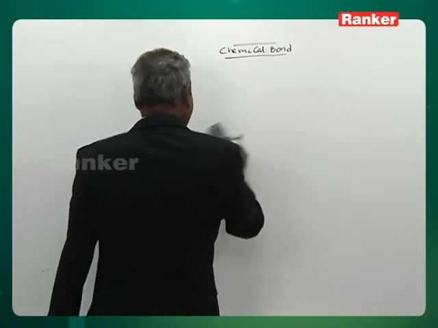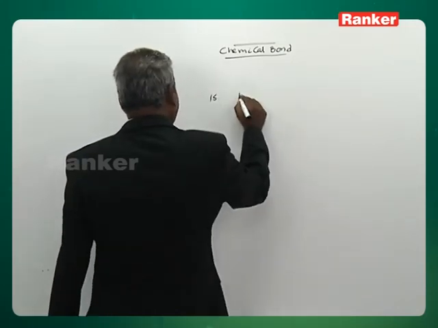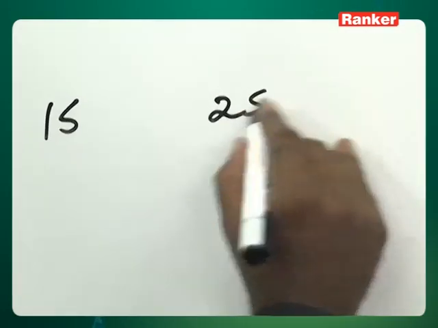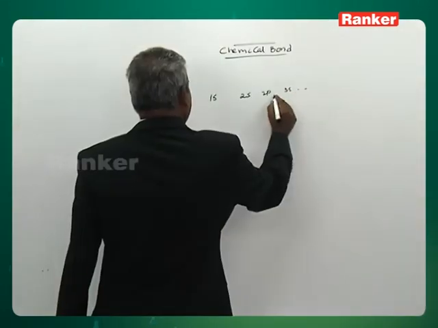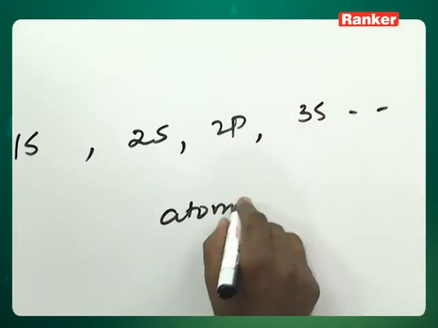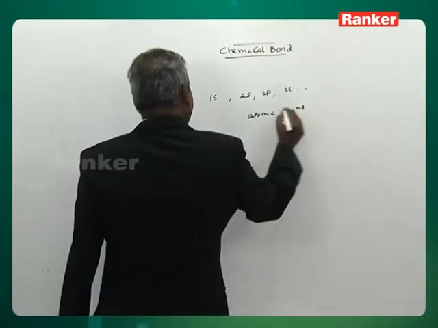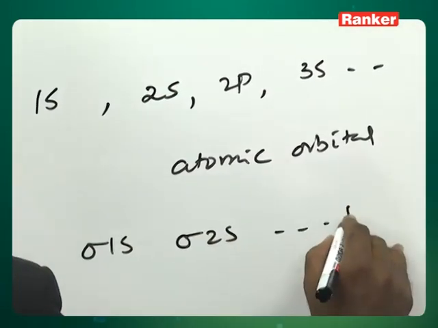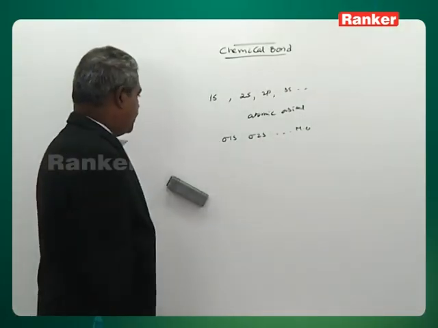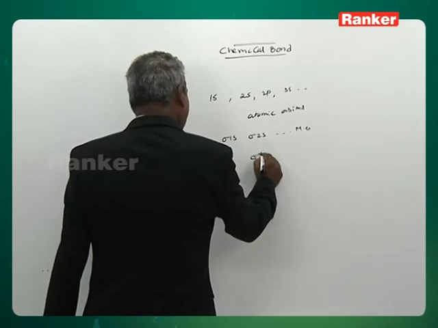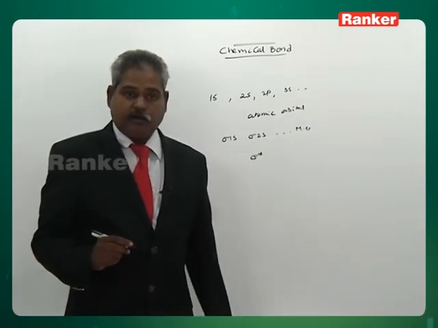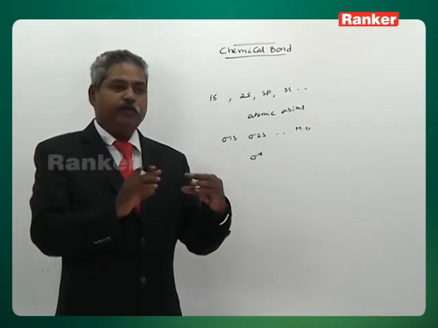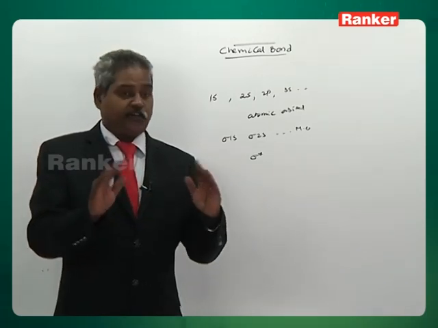So 1s, 2s, 2p, 3s, etc. are called atomic orbitals. And we have sigma 1s, sigma 2s, these are called molecular orbitals. And sigma star is called an anti-bonding molecular orbital. What is an anti-bonding molecular orbital? A bonding molecular orbital is present between two nuclei. An anti-bonding molecular orbital is away from the nuclei.